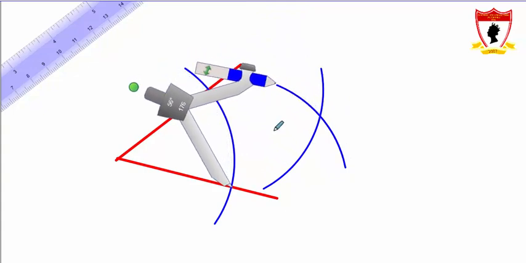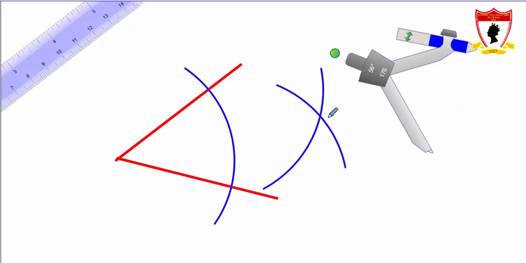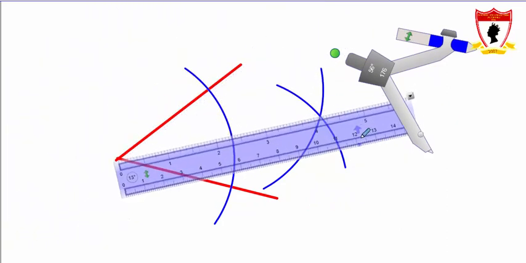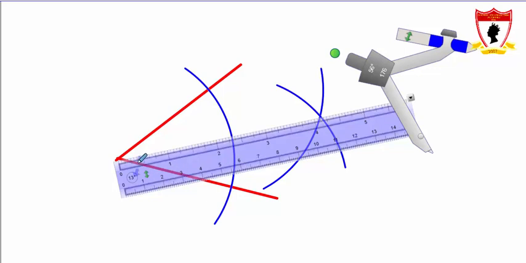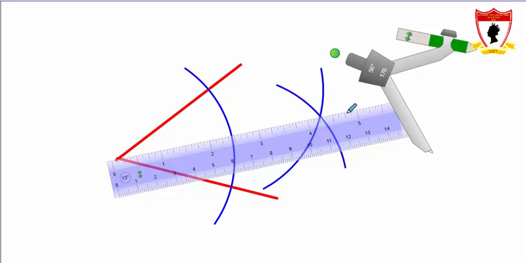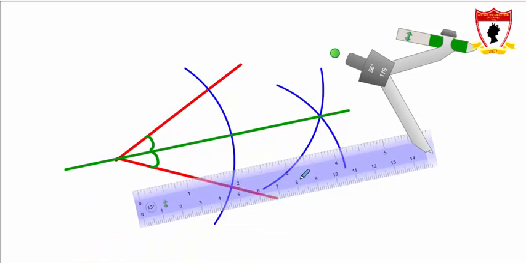So where these two new arcs cross is the point that helps us to bisect this angle by joining the center of the angle to this point of intersection, as you see. Now join them. So now we bisected the angle into two equal parts. It means this angle here is equal to this one because we bisected using a compass.